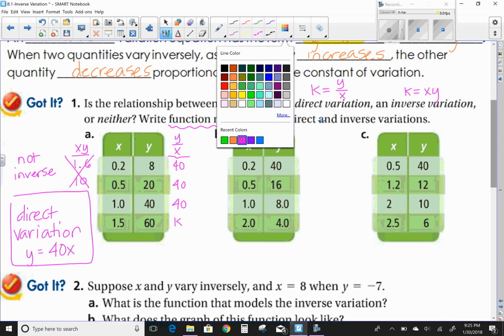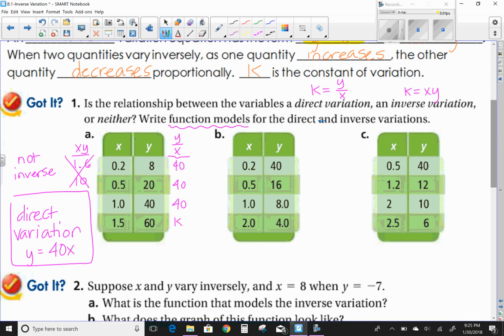All right, let's look at another one. First I'm going to multiply them just because it's easier. So 0.2 times 40 is 8. 0.5 times 16 is 8. 1 times 8 is 8, so we're good enough. Again, that's multiplying, and so that tells me that this is an inverse variation.